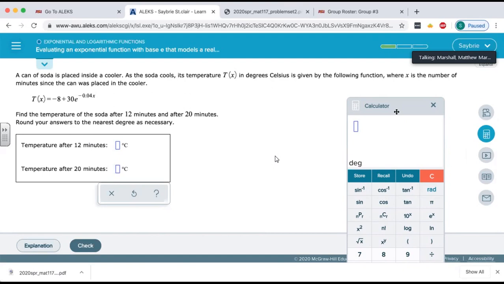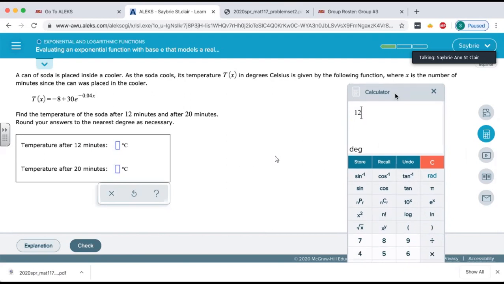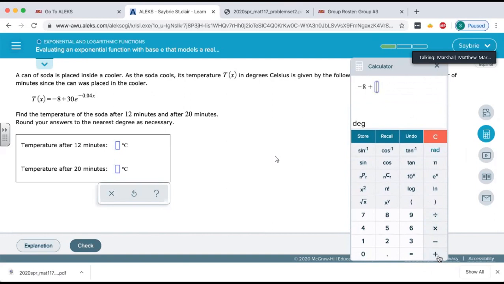So you're going to type in 12 for x, and then you're going to do another one for 20 for x. No, you want to type in that -8 plus 30 and then E, there you go, yep, and then -0.04 times 12 up there. Good job. That's it.